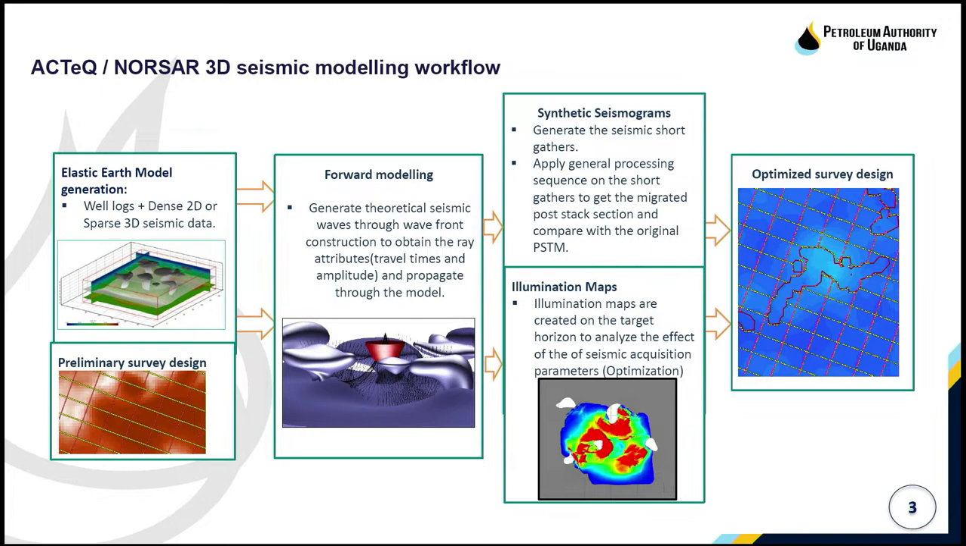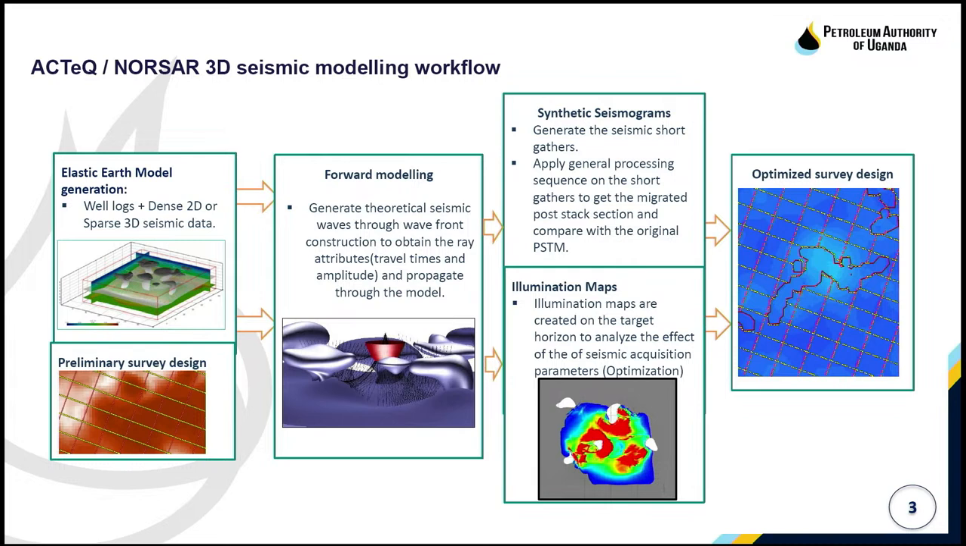You see, we have an elastic earth model. That is simply a demonstration of how the model can be. But I will use a velocity model for this test to know how fast my seismic waves will travel to the surface and then come back. So what I'll need also is to design a preliminary survey, then take it through the forward modeling. What I'll do is get the generated theoretical seismic waves, and they will propagate through the model and come back to the surface. This is a computational method, but it's basically more of modeling.